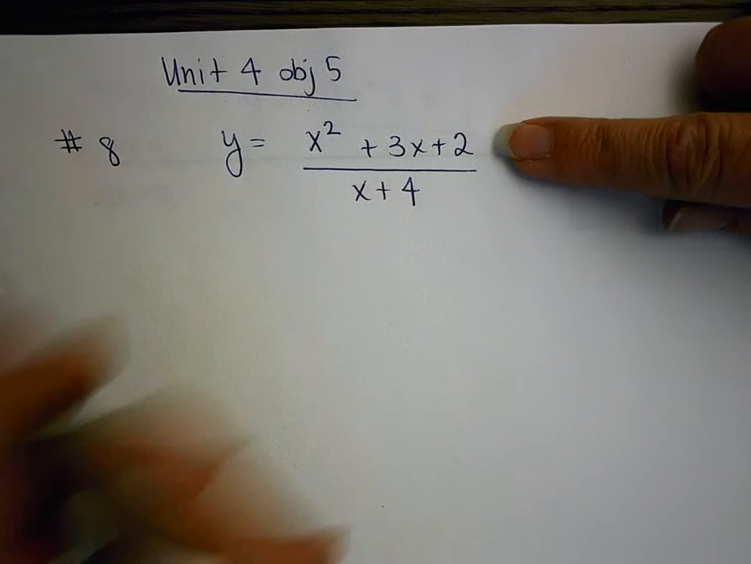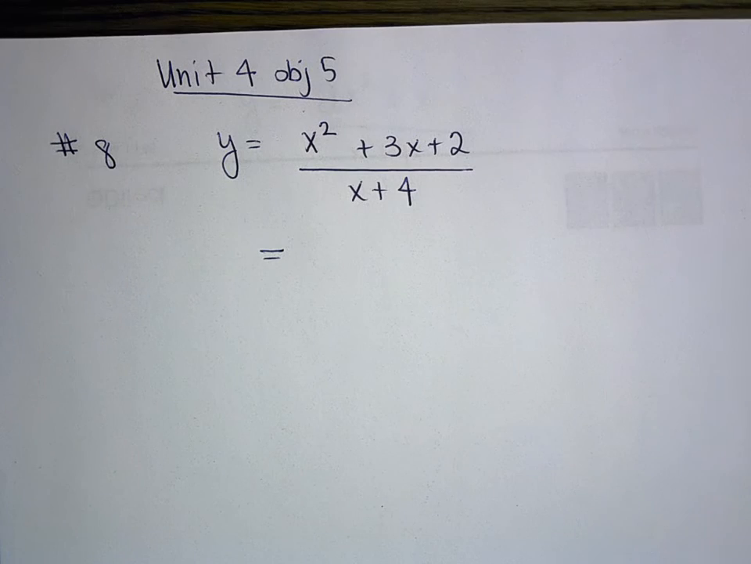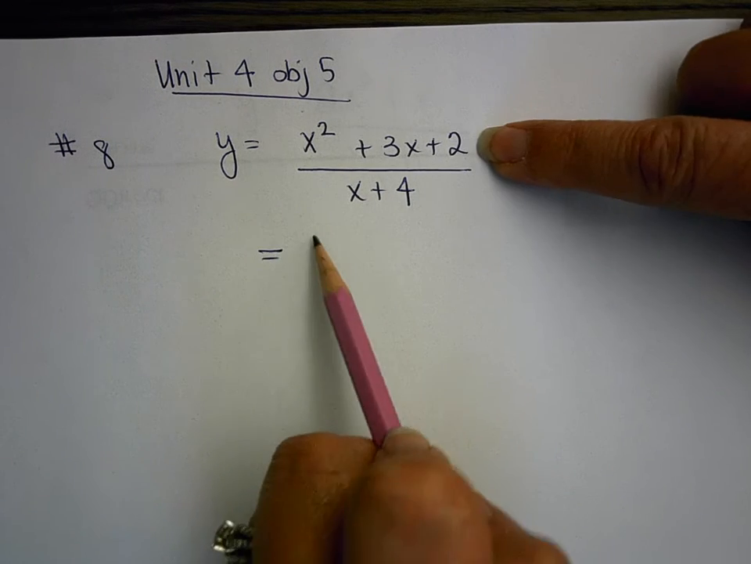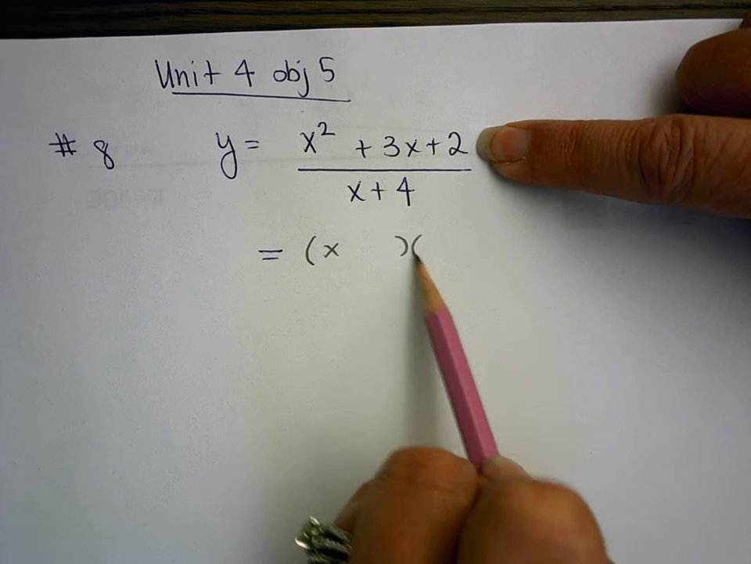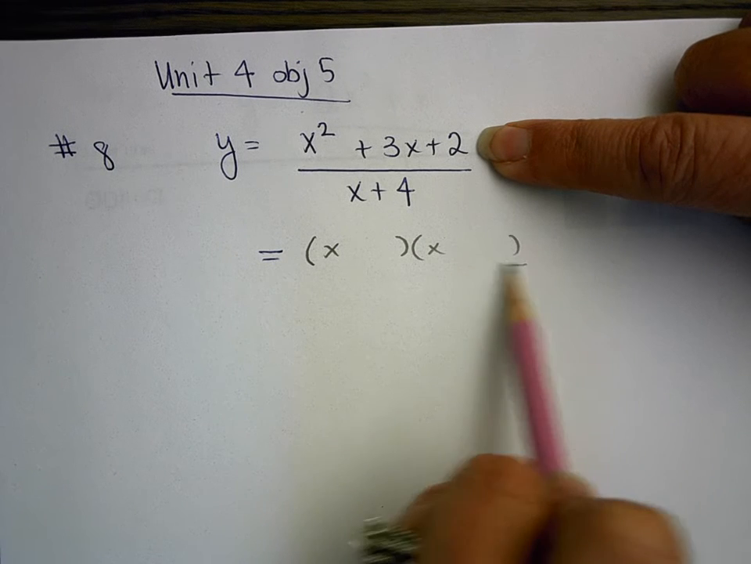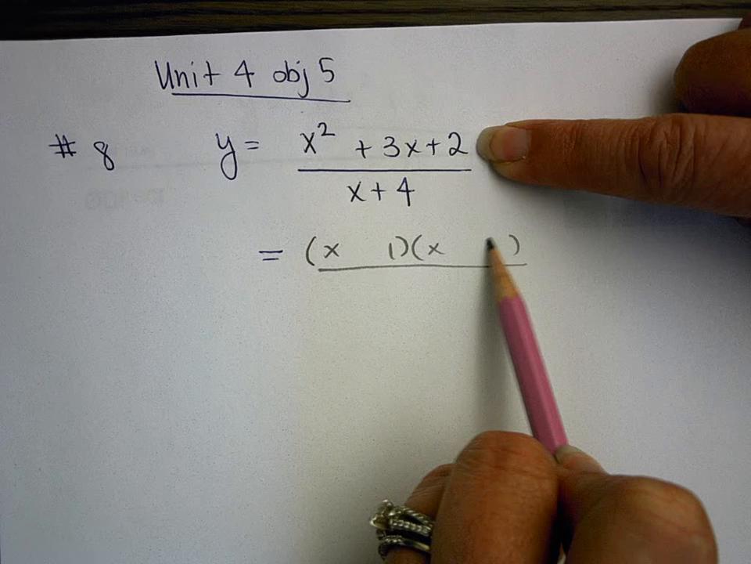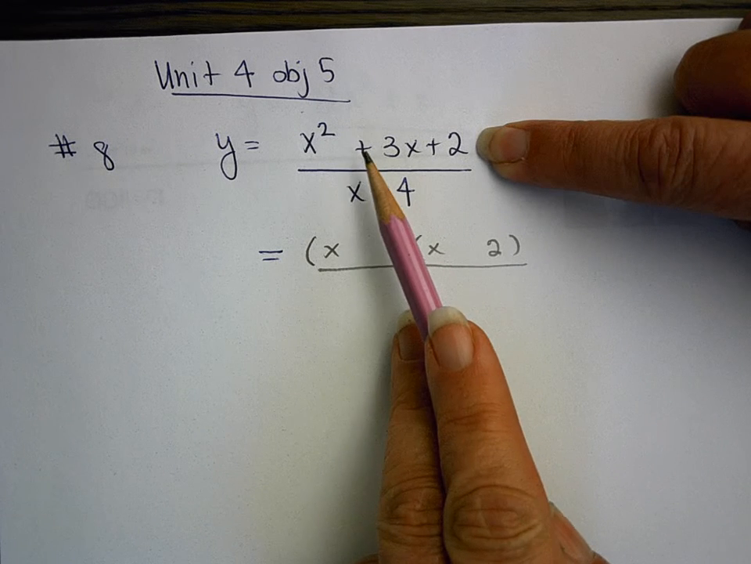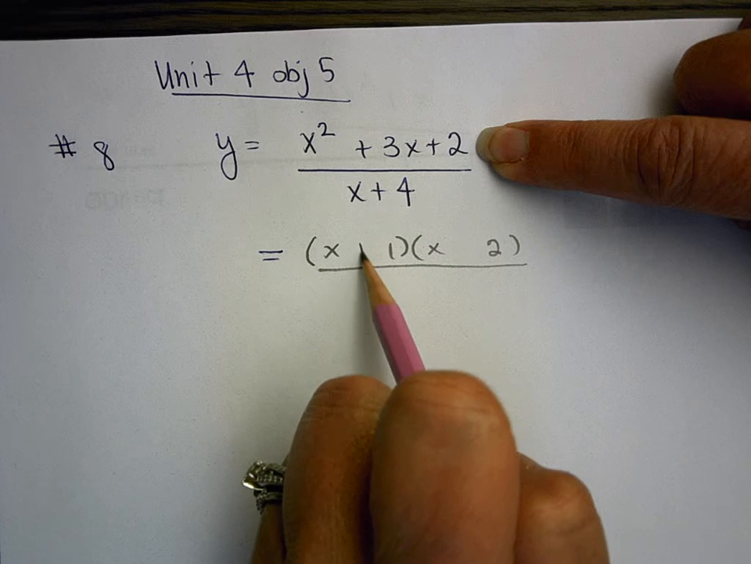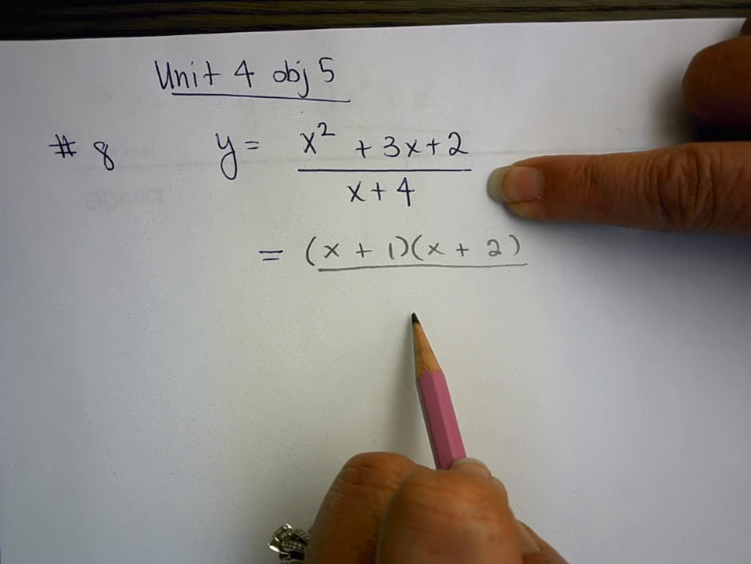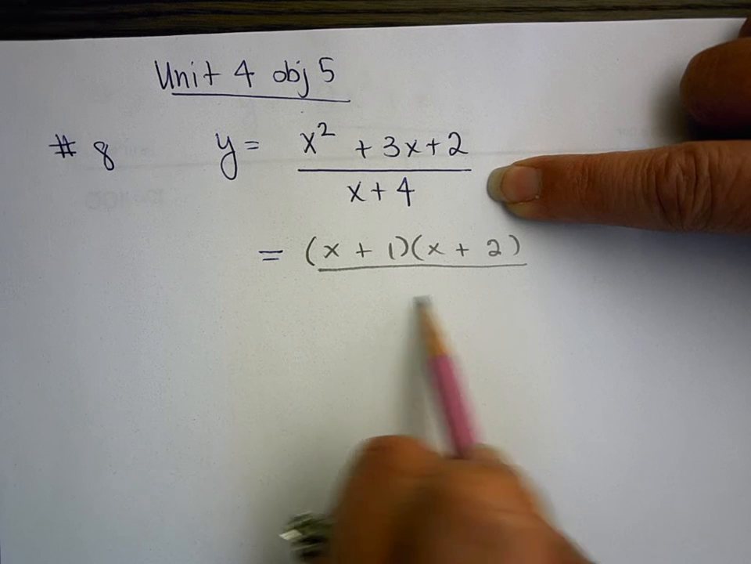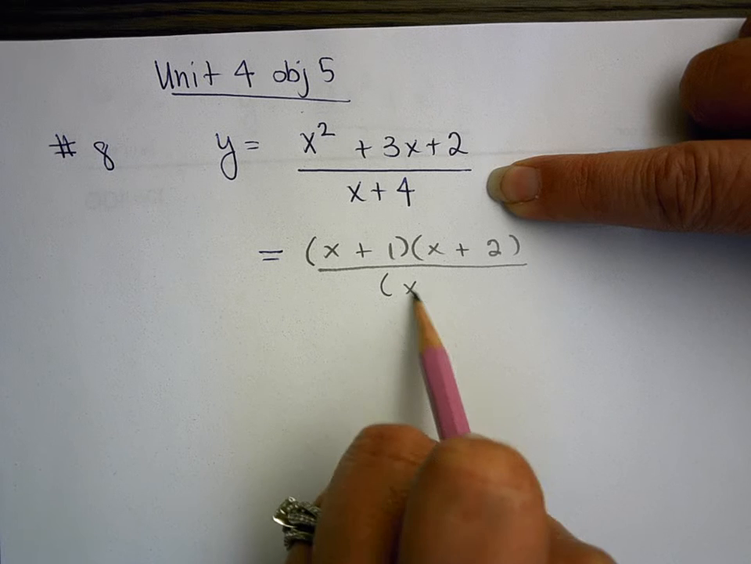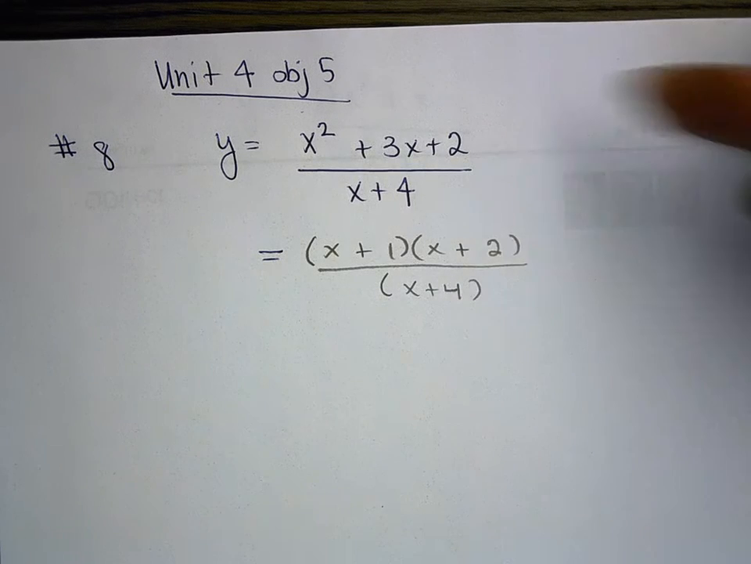So for the top here, I want to factor that. So I know that for factors of 2, I would use 1 and 2. And they can either both be positive or both negative. And in this case, they'll both be positive because my middle term is positive. And then I have x plus 4 in the denominator, and that doesn't factor at all, so that would just give me x plus 4. Okay.